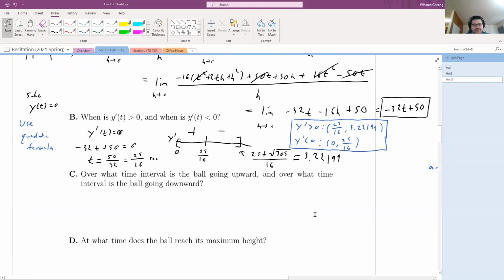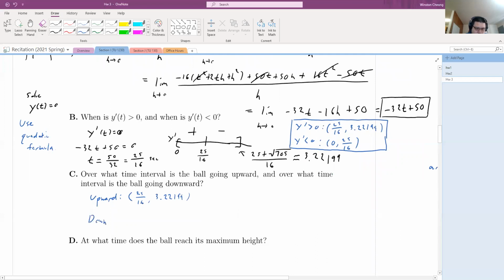So part C is asking for when it is going upward and when it is going downward. That's basically just reinterpreting B, because this derivative is a change in height. So if the change in height is positive, that means it's going upwards. Height is increasing. So we basically copy down the same exact thing, except we're relabeling. Upward is derivative positive, so it's going to be 25 over 16 to 3.22199 seconds. You could say seconds somewhere, maybe.